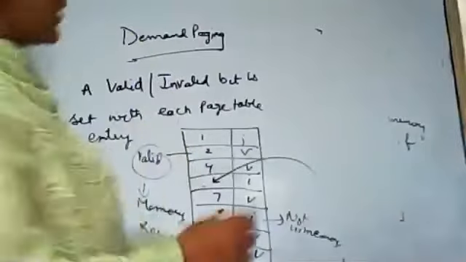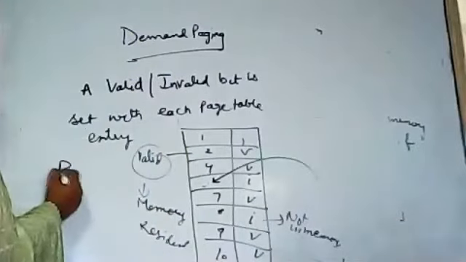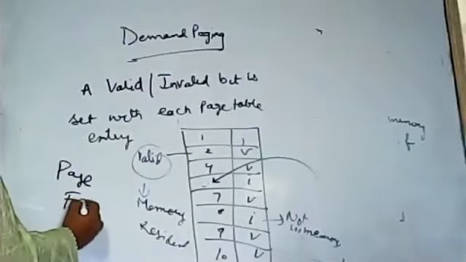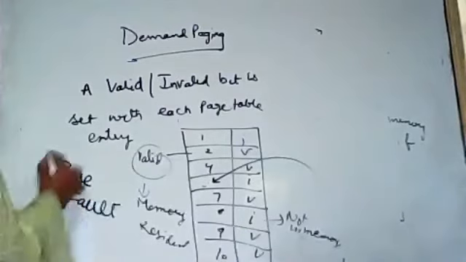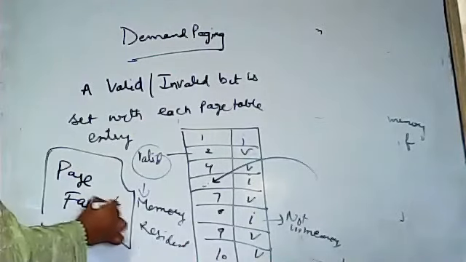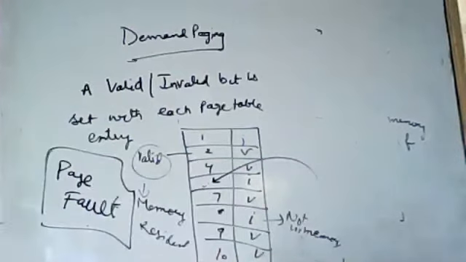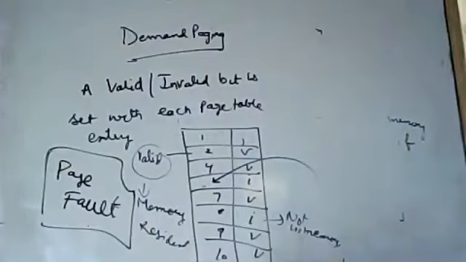If that page is not in the memory, it is a kind of a trap, and the concept is called page fault. The page that was needed was not found in physical memory; that is called a page fault. So how can we handle a page fault? Steps in handling the page fault.